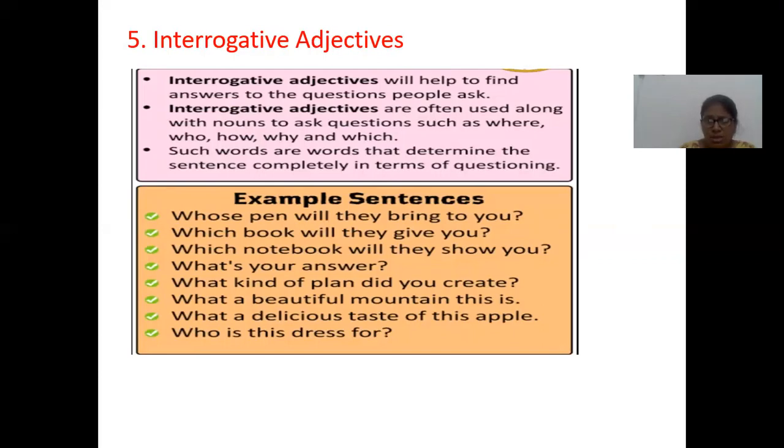Now examples you can see, your first word in the sentence is whose, then which, again which, what, then again what, who. So the first word everywhere we can see that it is starting with WH. So when your sentence is starting with a WH word and it is ending with a question mark, it means the type of sentence is interrogative. And with these words we can easily find that there is an interrogative adjective in the sentence.